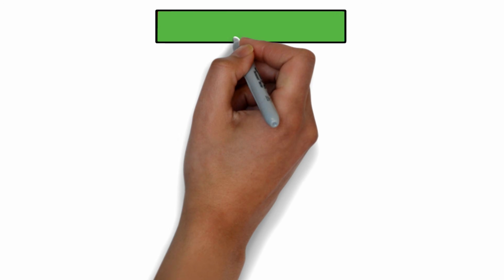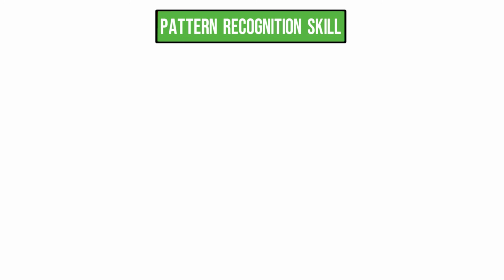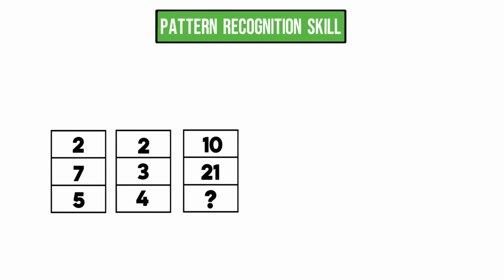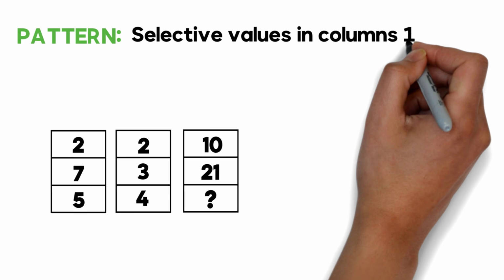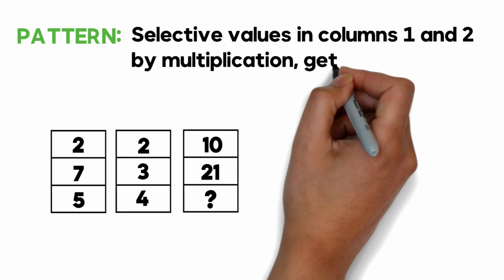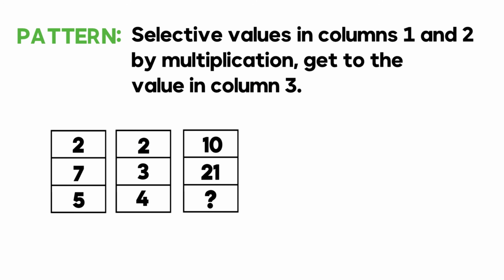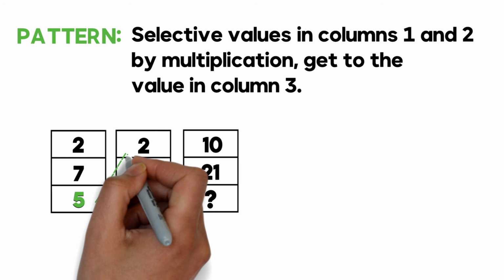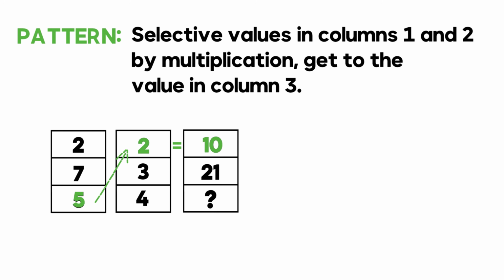The most important skill to solve these types of problems is pattern recognition. To recognize the pattern, you need to look closely into each column. Selected values in columns 1 and 2, by multiplication, get to the value in column 3, and this is our pattern. Let's take a closer look at the values that are already present. If we multiply 5 by 2, we get to the value of 10.